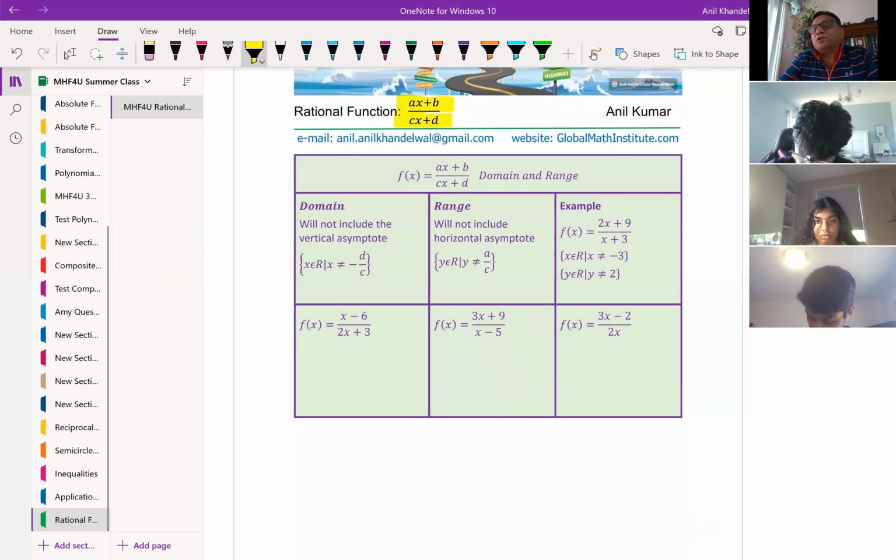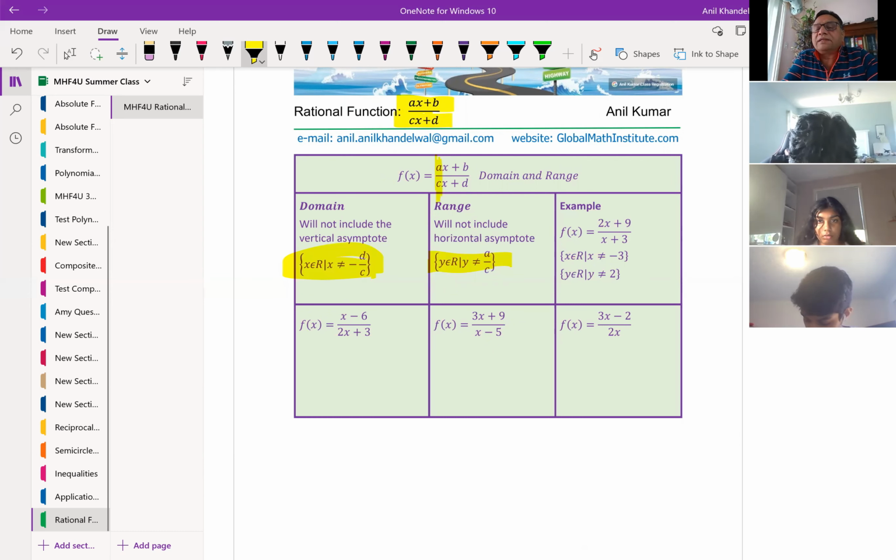The domain is, of course, you cannot have the vertical asymptote in your domain, right? So the denominator cannot be 0. So domain is all x values except for minus d over c, correct? Clear? And the range is that you cannot have the horizontal asymptote because in this case, the curve cannot cross the horizontal asymptote. And therefore, the range is all the real values except for the horizontal asymptote y value, which is a over c. Is this clear to you? Which is this ratio. So that becomes the range.